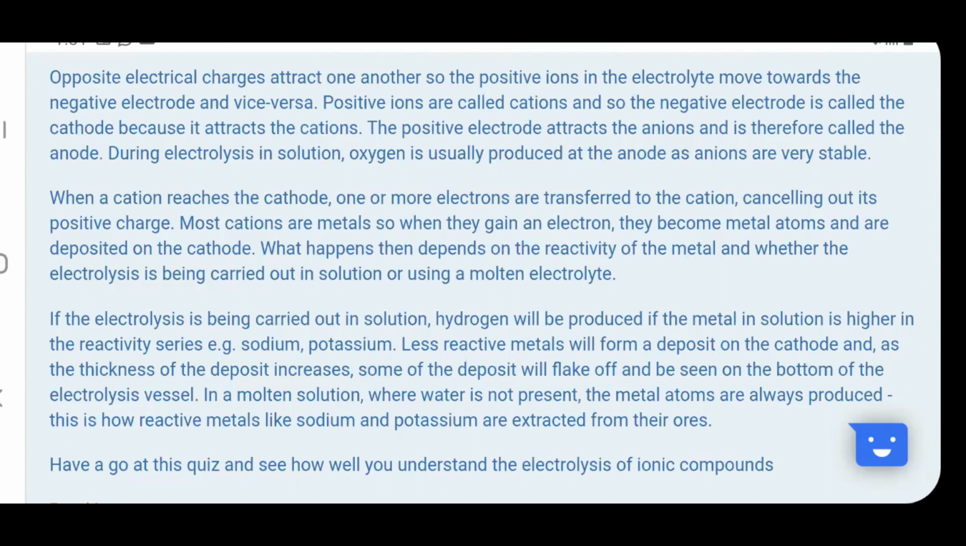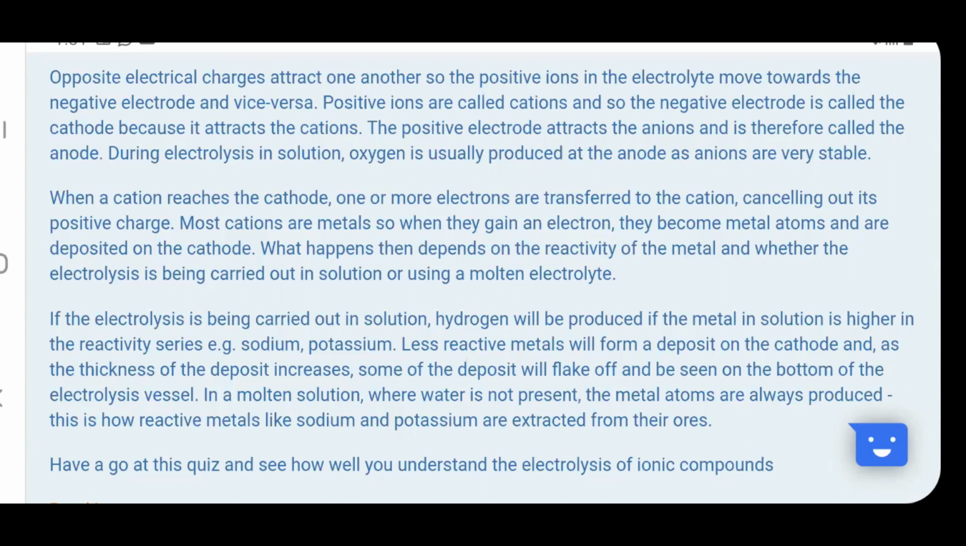Less reactive metals will form a deposit on the cathode. And as the thickness of the deposit increases, some of the deposit will flake off and be seen on the bottom of the electrolysis vessel. Because they're less reactive, they cling on, but then they fall to the bottom of the beaker, whatever vessel you have. And that's it. They stay there. See, it is visible.